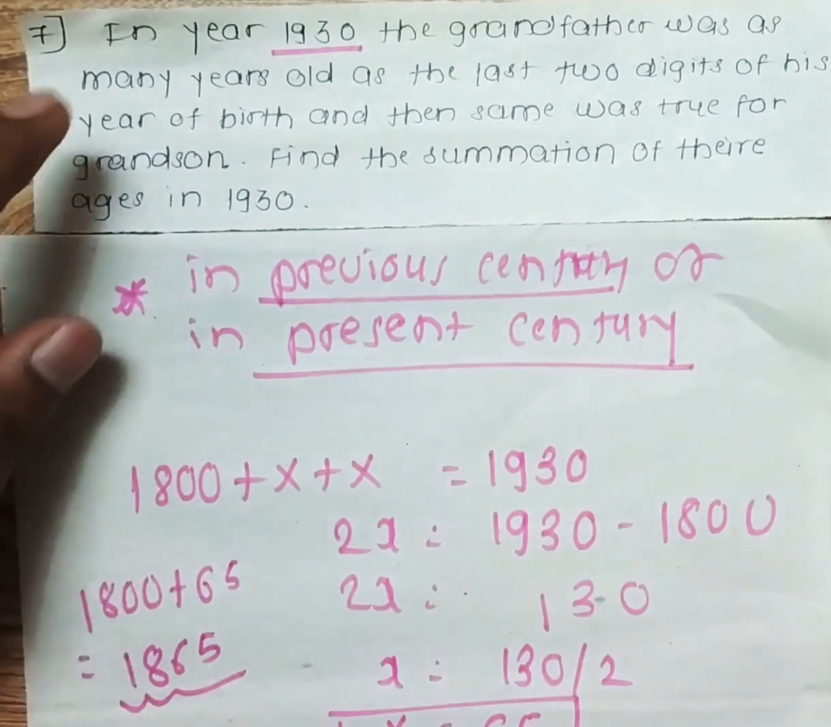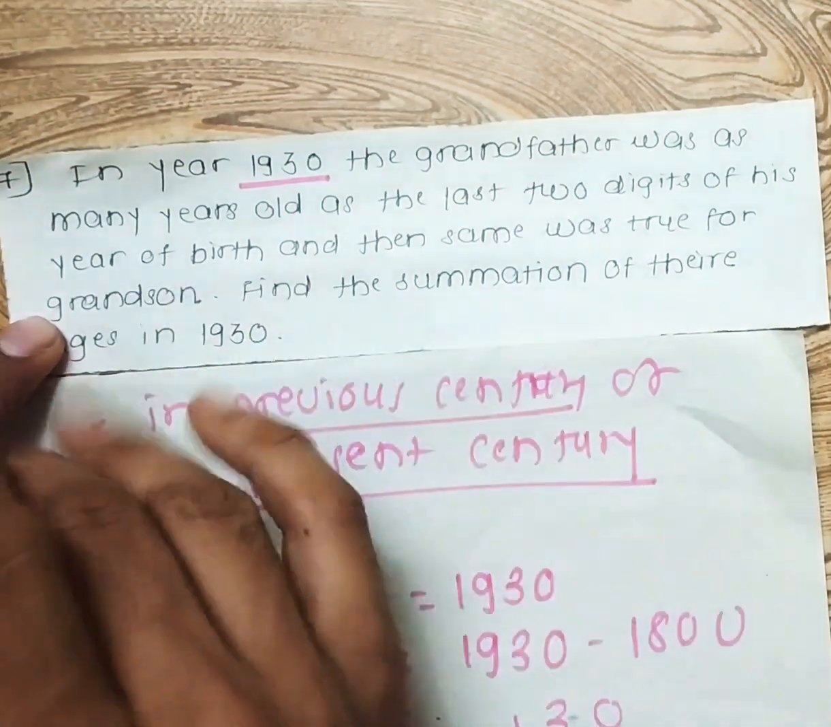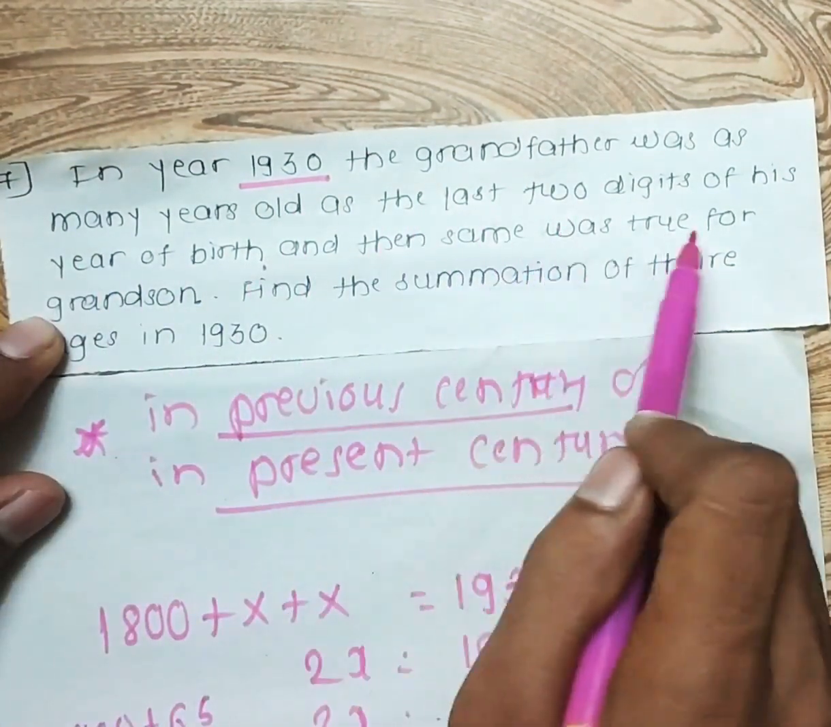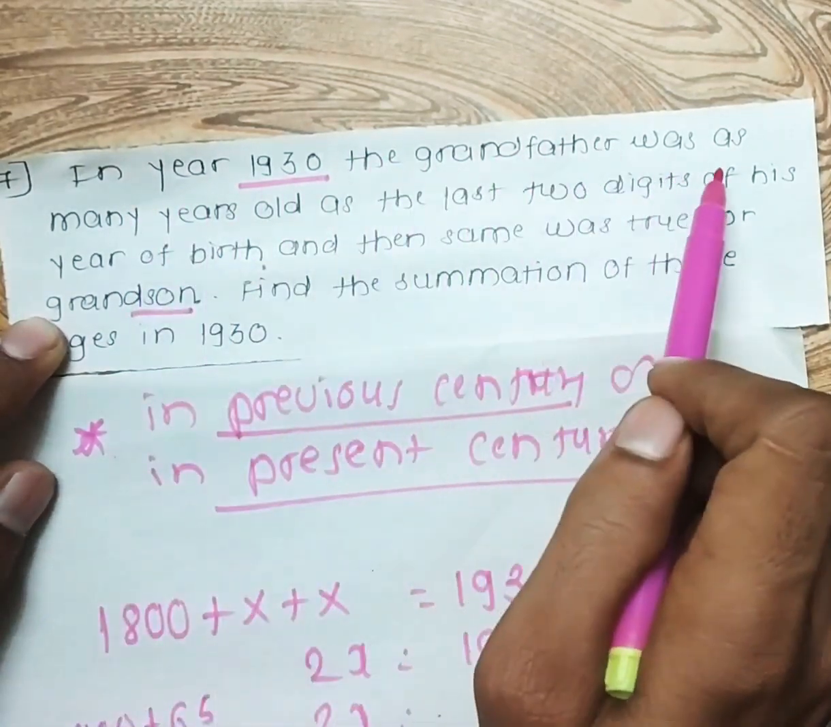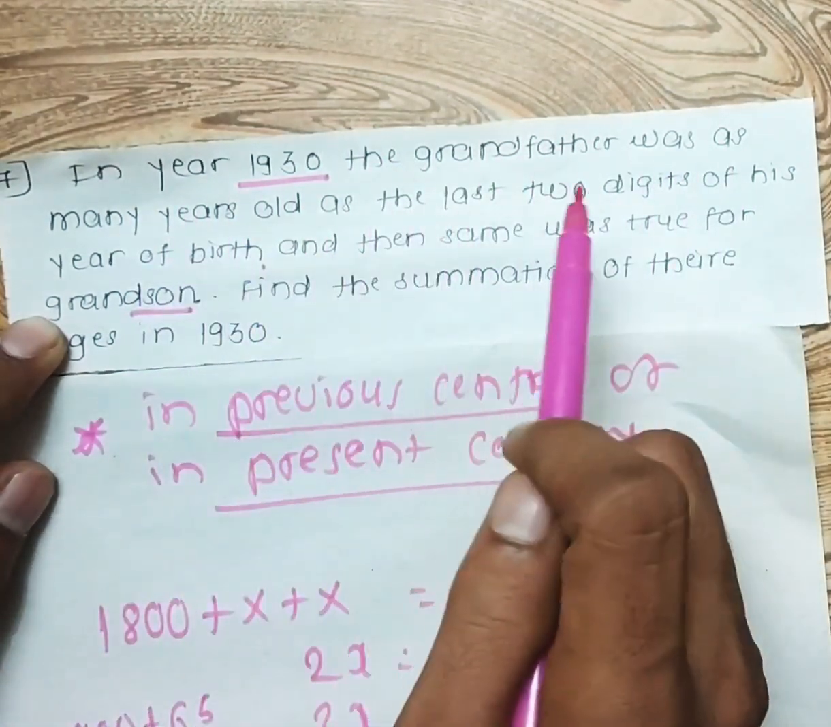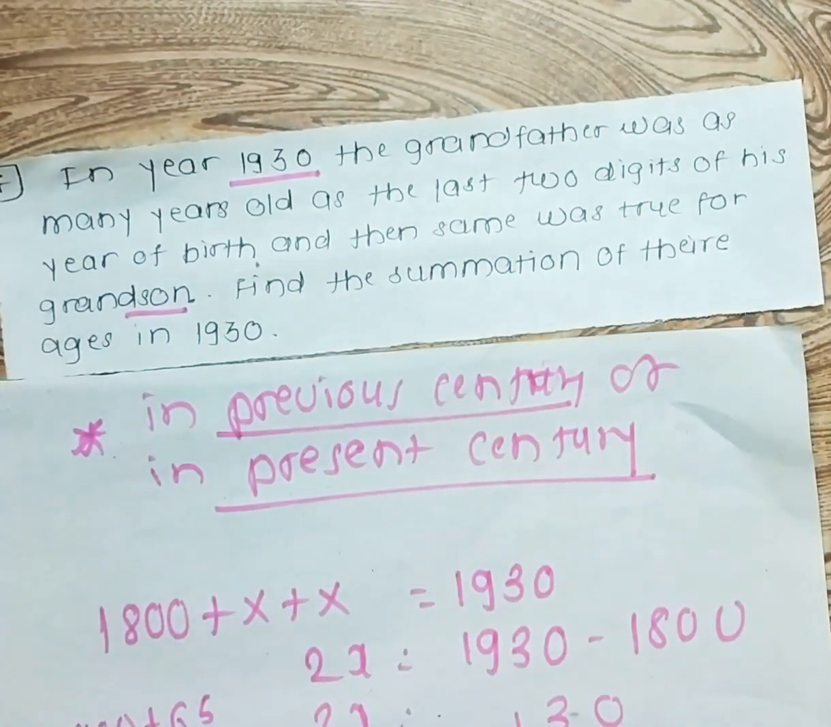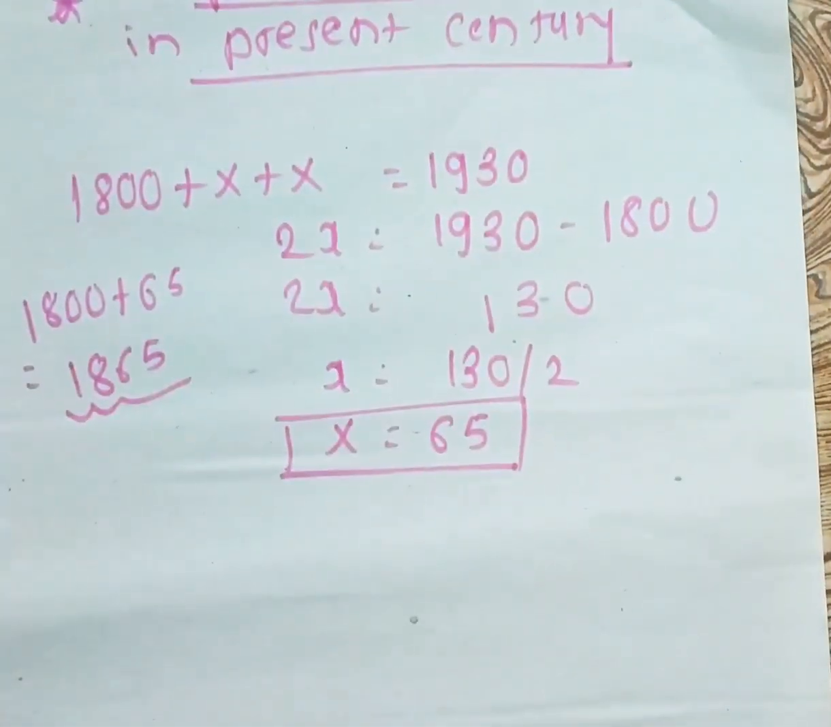Now the next part of the question is, okay, we completed till this, and then the same was true for the grandson. What is true for the grandson? In 1930 the grandfather was as many years old as the last 2 digits of his year of birth, and the same was true for the grandson also. We just have to do the same thing here for the grandson also.